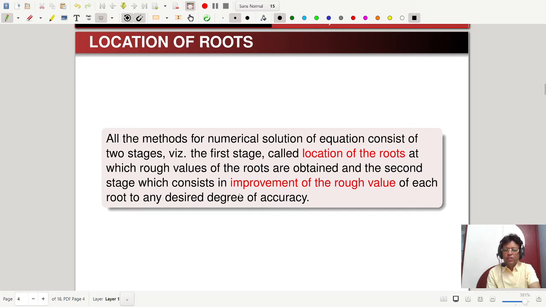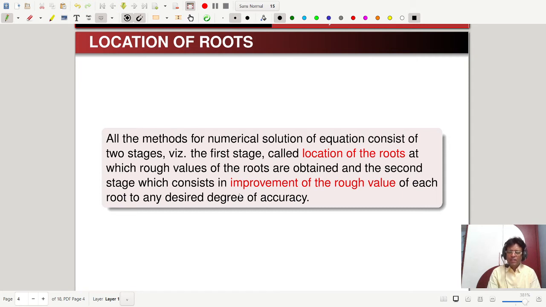Now, location of roots. All the methods of numerical solution of equations consist of two stages. We have two stages in numerical methods of finding the solution. The first stage, called location of the roots, at which rough values of the roots are obtained, and the second stage, which consists in improvement of the rough value of each root to any desired degree of accuracy. So there are actually two stages. First stage is location of the roots.